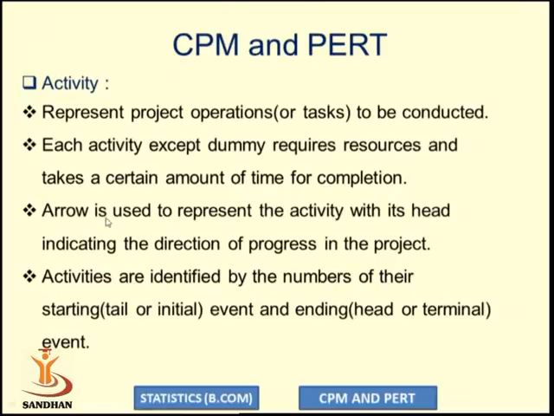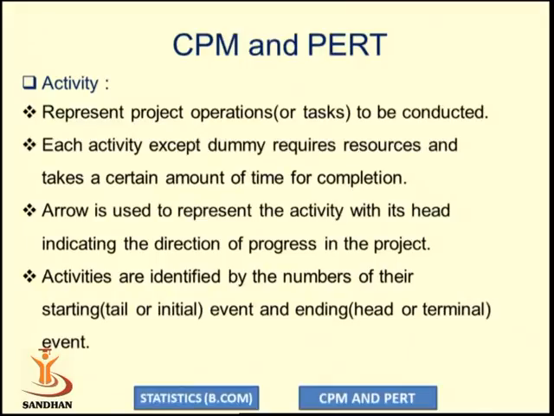The second component is activity. Activity represents the project operation or task that we have to conduct. So activity is a project operation. Each activity except the dummy requires resources and takes a certain amount of time for completion. An arrow is used to represent the activity, with its head indicating the direction of progress in the project.